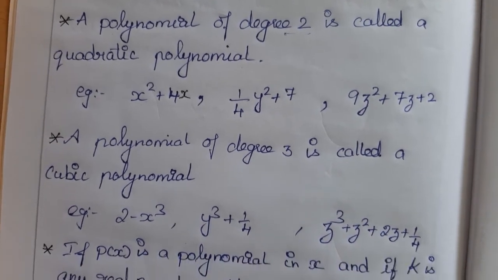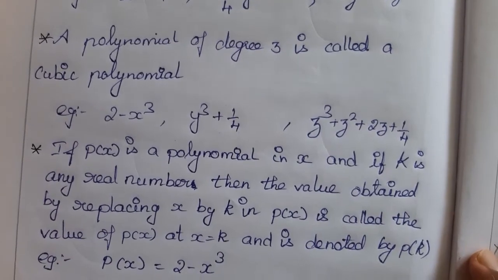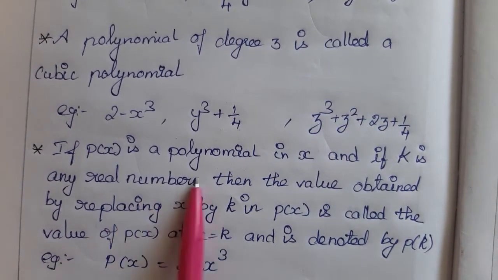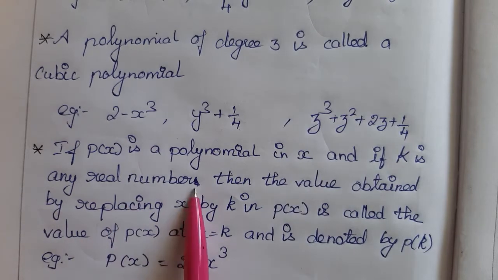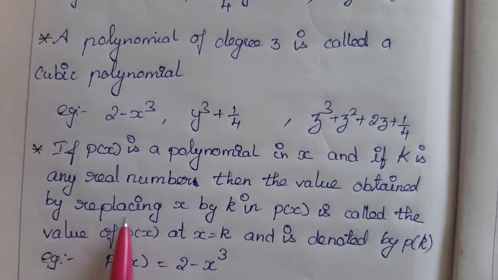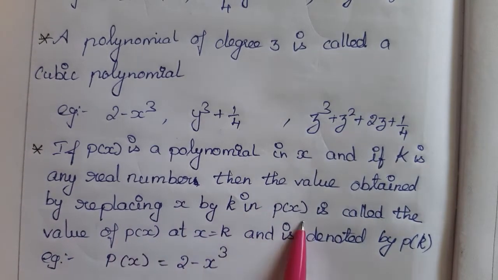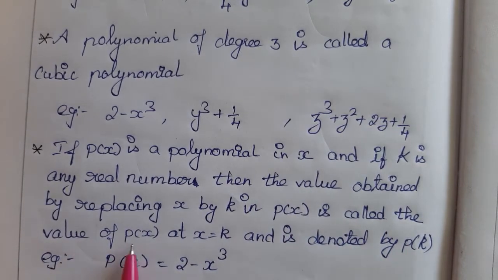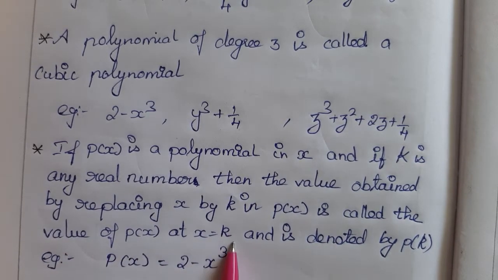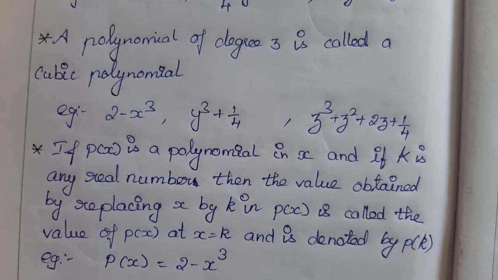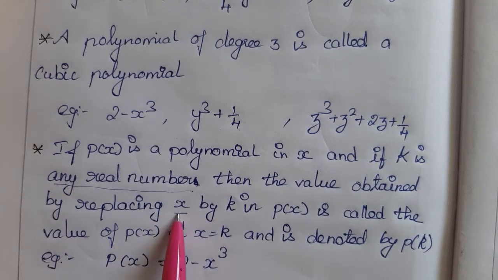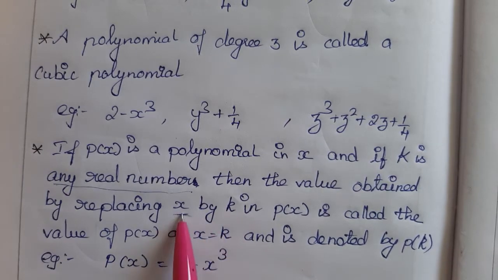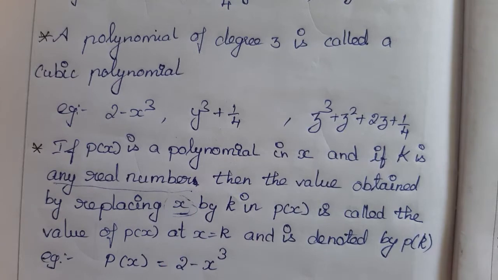So here we enter the main content. If p of x is a polynomial in x and if k is any real number, then the value obtained by replacing x by k in p of x is called the value of p of x at x equal to k, and it is denoted by p of k. So if we replace x by any real number, we will obtain a value, right?